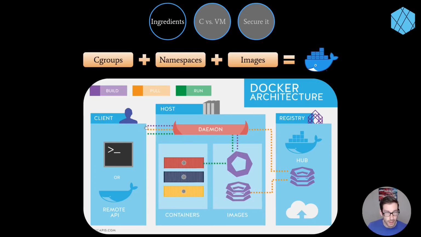So we have our lines, right? Our lines are going to show what process is happening. So we have our build process, our pull process, and our run process. We'll start with build first. So we have our client that can be on a CLI, or it can be on a remote API or a console or whatever. Most of the time you're going to use a command, and then hopefully it's automated. But first things first, we're going to build our image.